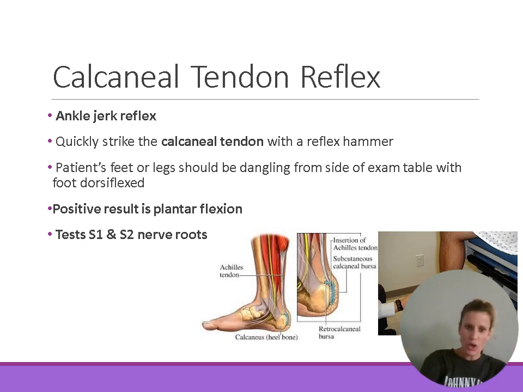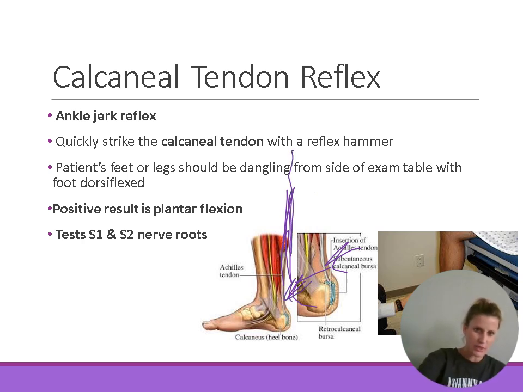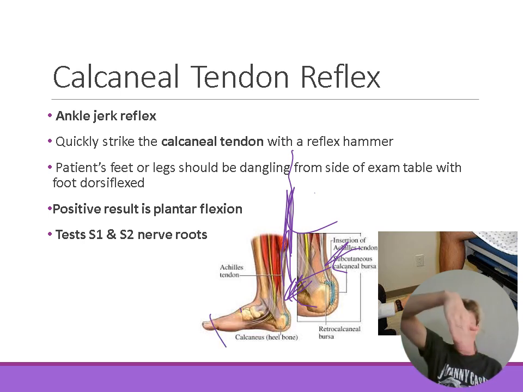Because the idea with any reflex is when you push on the tendon, you're stretching the muscle that it's attached to. The body feels that that muscle is stretching too long, and the result is to try and contract that muscle to shorten it. So in this case, we're hitting back here, then we contract the gastrocnemius soleus, and that causes the toe to point downward, in order to shorten that muscle back where it should be.